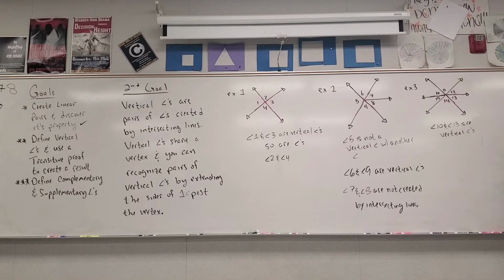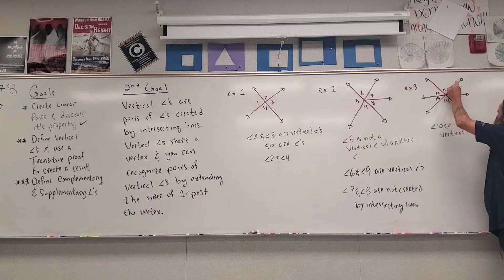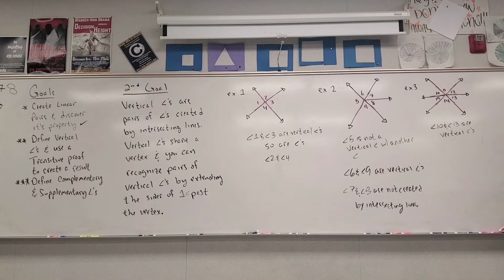Let's see here. Let's do another color here. Let's see if 11 is vertical to anyone. So here's angle 11. If I extend the sides past the vertex, I make angle 14. So angle 11 and angle 14 are vertical angles.